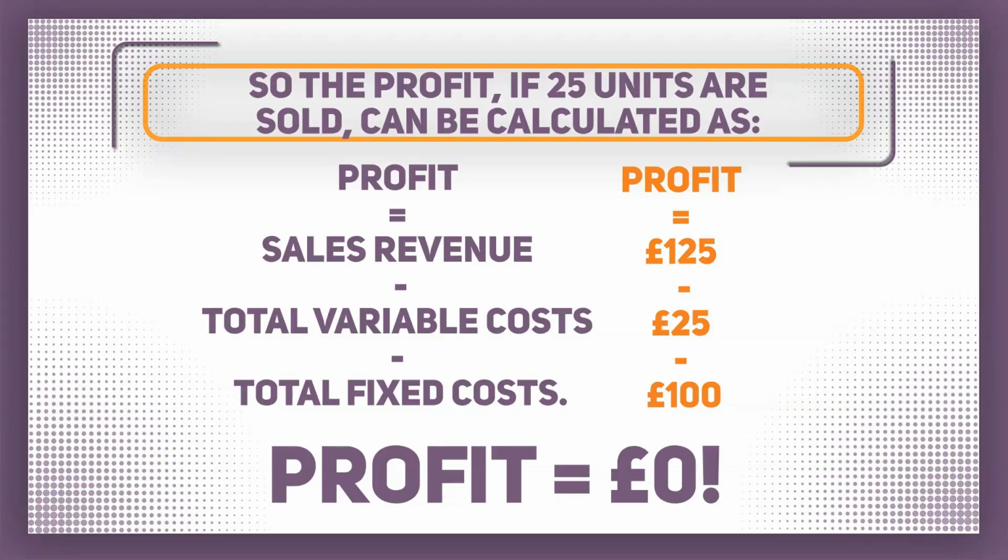Now, we have that break-even point. In this case, 25 units. The business will be making nothing, but they'll also be losing nothing.